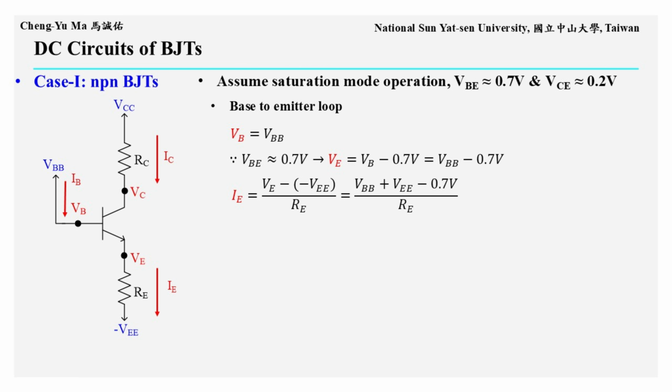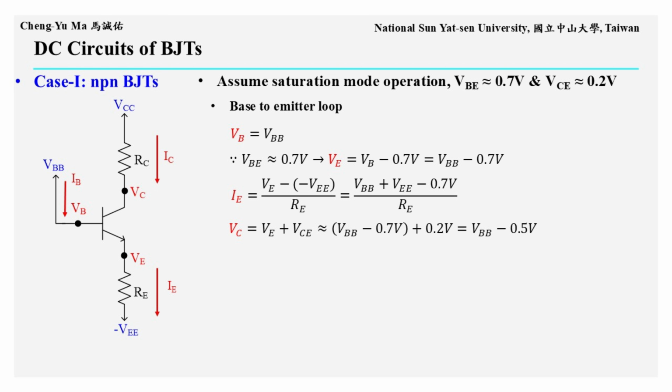IE equals the voltage across RE divided by RE. The voltage across RE is VE minus negative VEE. After substituting VE equals VBB minus 0.7 volts, we get IE equals the quantity VBB plus VEE minus 0.7 volts divided by RE.